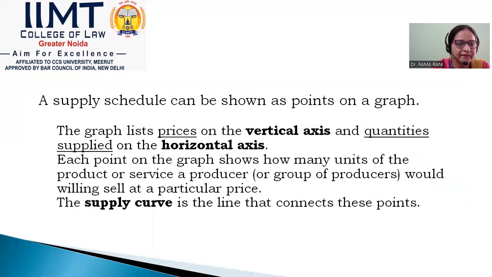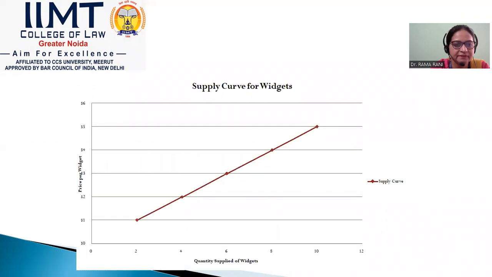A supply schedule can be shown as points on a graph. The graph lists prices on the vertical axis and quantity supplied on the horizontal axis. Each point on the graph shows how many units of the product or service a producer or a group of producers would be willing to sell at a particular price. The supply curve is a line that connects these points.